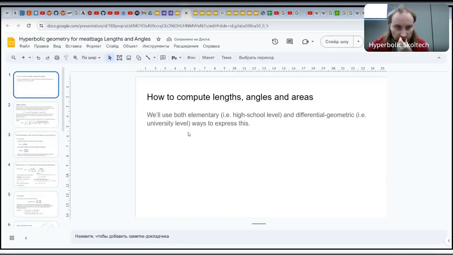Okay, dear Meatbags, let's continue. So, how to compute something in this geometry? We already saw some formulas for motions. We defined hyperbolic trigonometry, and we will use two ways for expressing lengths, especially lengths for this geometry. One way is elementary, meaning high school level, and the second is differential geometric, for university level. Okay. So let me start from the differential geometric way, just to scare you.